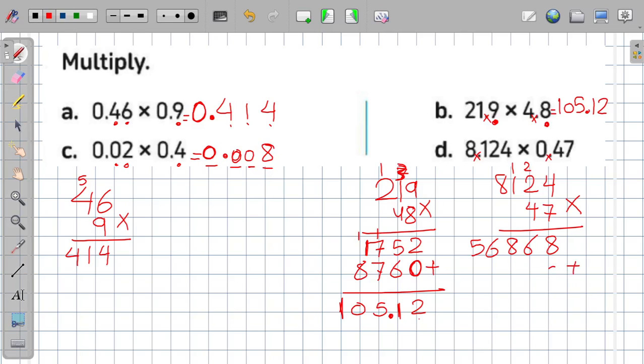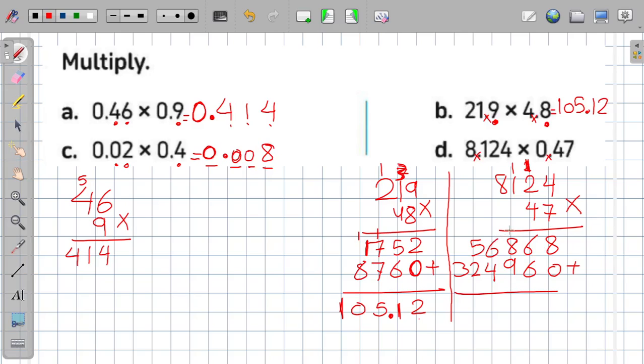After that, I will add 1 0 here. And after that, I will multiply by 4. 4 by 4 equals 16. So I will write 6 and carry up 1. 4 by 2 equals 8 plus 1 equals 9. So I will write 9. 4 by 1 equals 4, and 4 by 8 equals 32. So I have 2 and 3. Okay. After that, I will add them together.